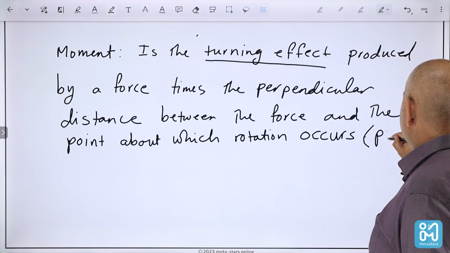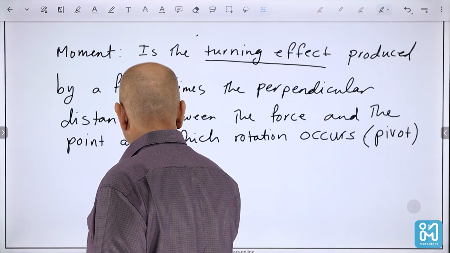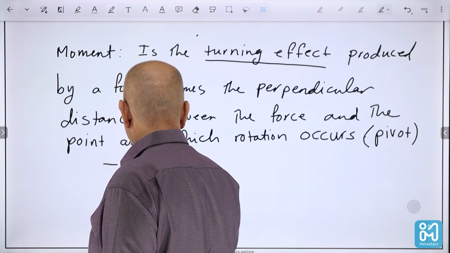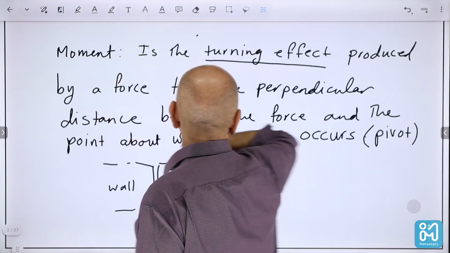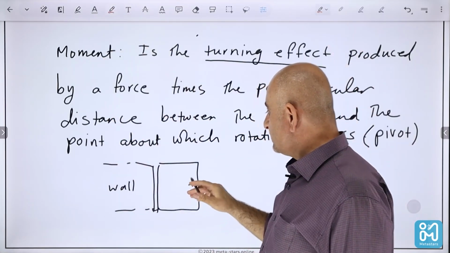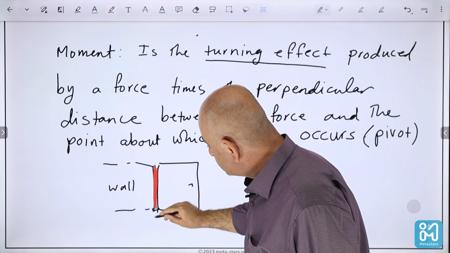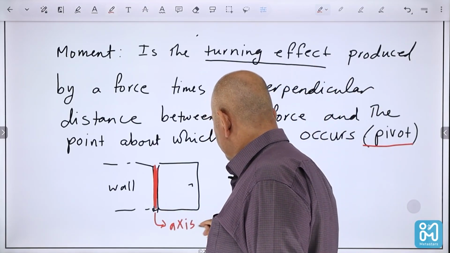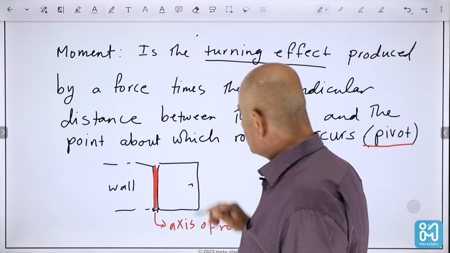The pivot. We usually call it the pivot. Which means, for example, this is a door, this is the wall, and this is the door, and this is the handle of the door over here. If you are to open the door, you are going to apply a force. Say the door is going to open inwards. Now this is the axis around which rotation occurs. This is called the axis of rotation. It's just like the pivot here. Because the door is going to rotate once you open it.